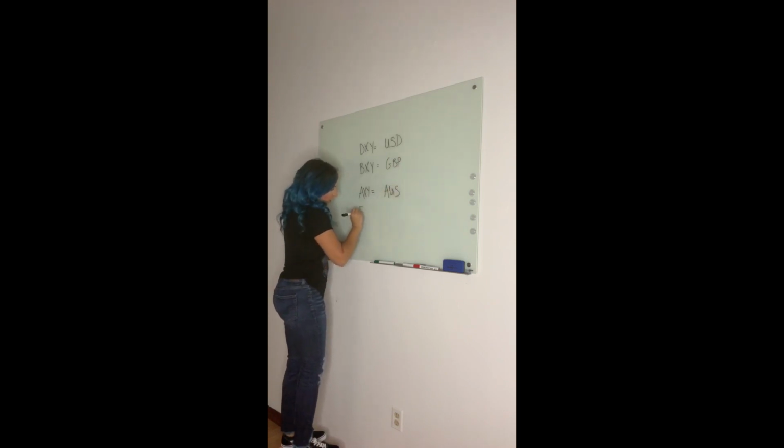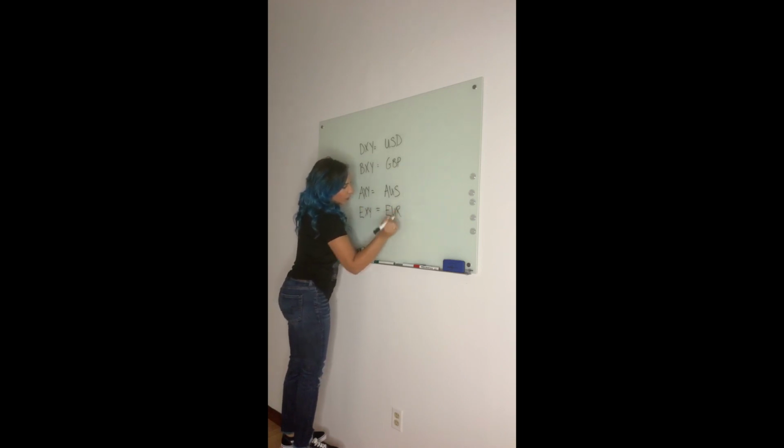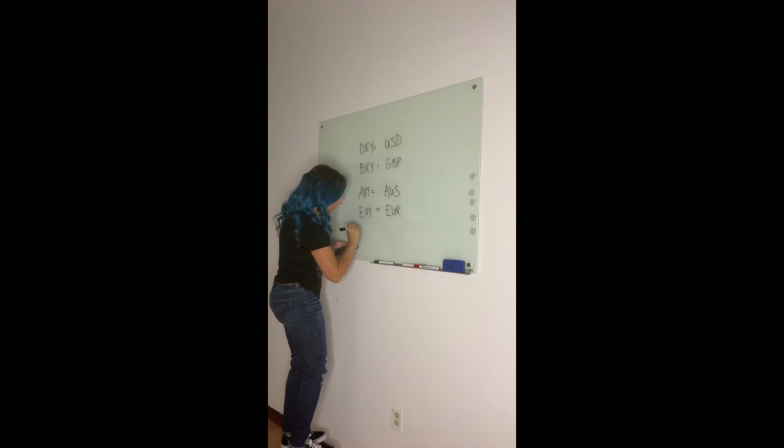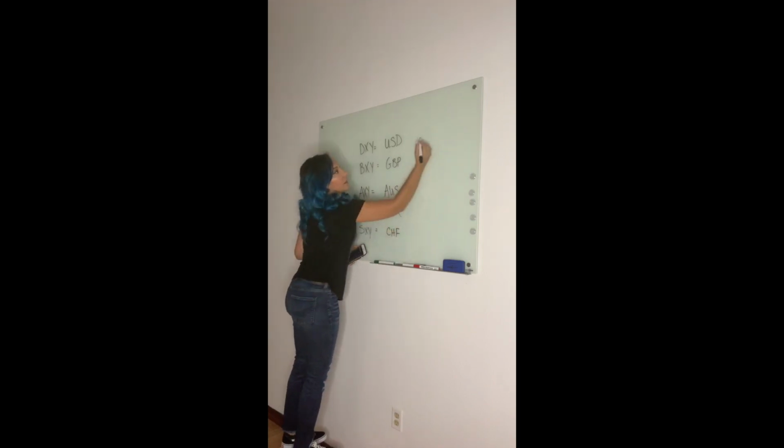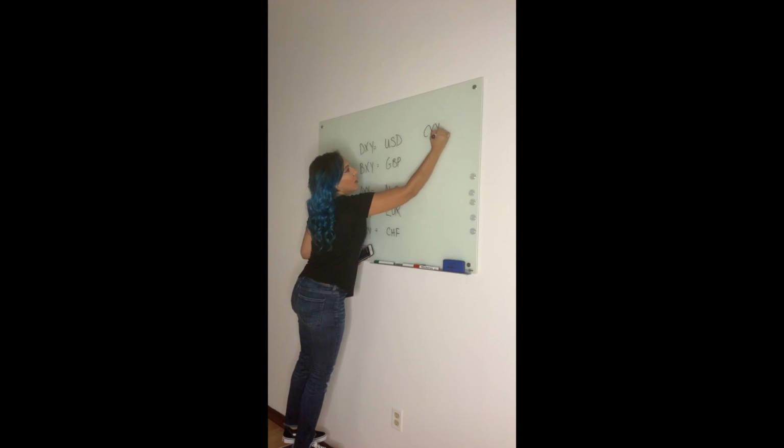You have your EXY. And that's going to be the euro. You have your SXY. It's your Swiss franc. All right. Sorry, I'm going to come up here. CXY is Canada, so CAD pairs.